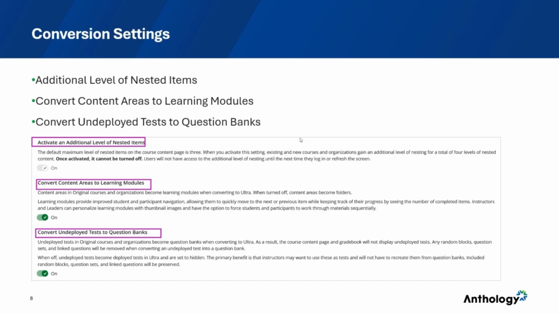The first one will be additional level of nested items. By default, courses in Ultra Course View support up to three levels of hierarchy on the course content page. However, this setting can be challenging when converting a course from the original course view to the Ultra Course View, as content at deeper levels gets moved to the lowest level supported in Ultra Course View. To address this challenge, administrators have the option to use one additional level of content nesting. The additional folder depth will reduce the flattening of course organization content during the conversion process for this type of courses. Please note that once this setting is activated, you can't revert back.